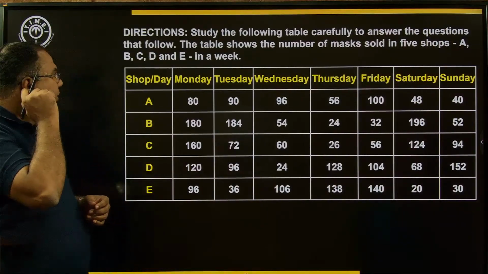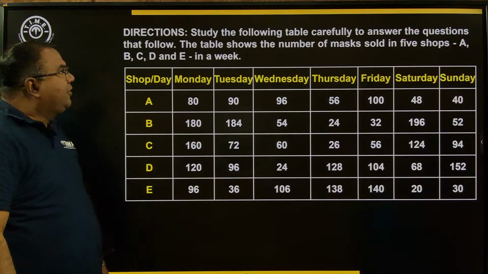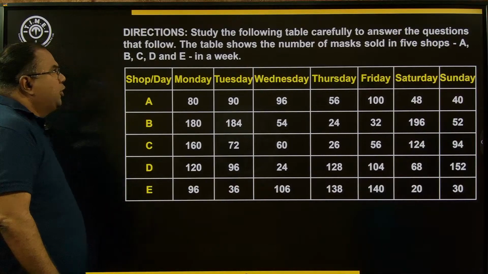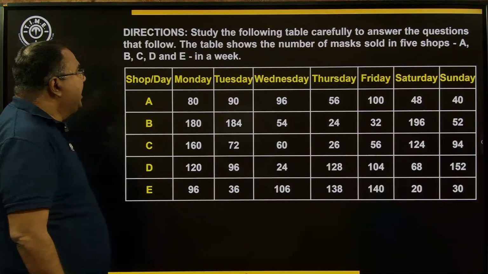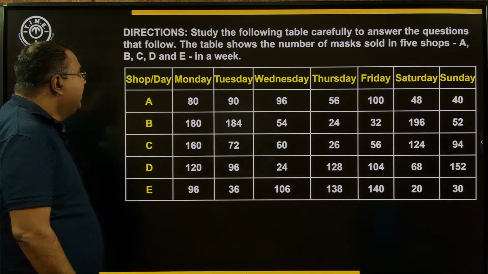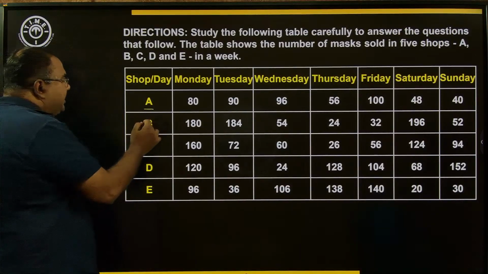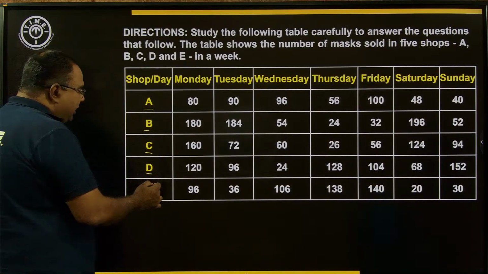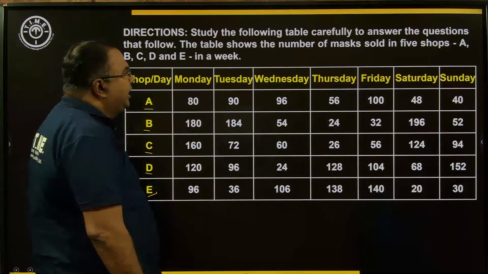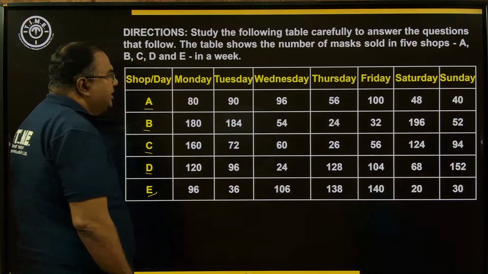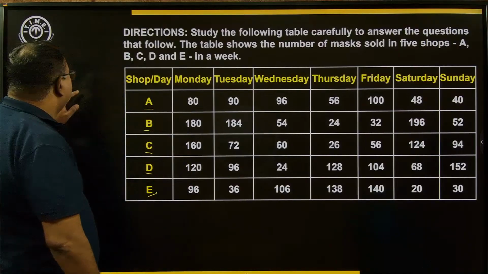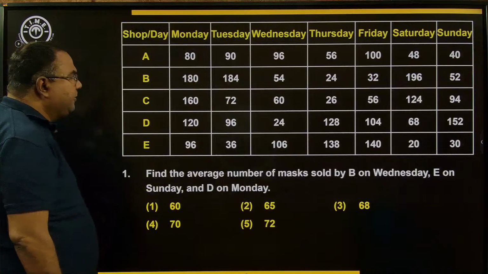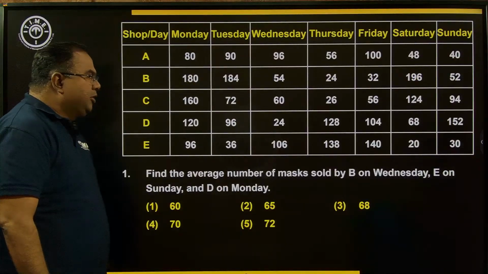So let's start now. Study the following table carefully to answer the questions that follow. The table shows the number of masks sold in 5 shops A, B, C, D, E in a week. So we have 5 shops A, B, C, D, E, and we have the number of masks sold Monday, Tuesday, Wednesday, Thursday, Friday, Saturday, Sunday. These are the number of masks that were sold in these shops, right? Let's start with the first question.